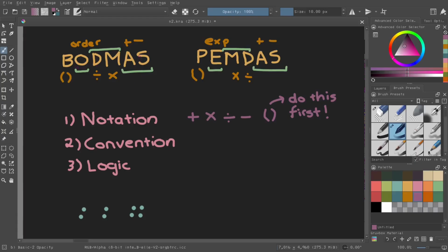Our second sort of group is convention. And what you notice is that in these two orders of operations, the acronyms, division and multiplication is switched around. And the reason is because it doesn't really matter which order you do it in. And again, the reason for that is because of this grouping.